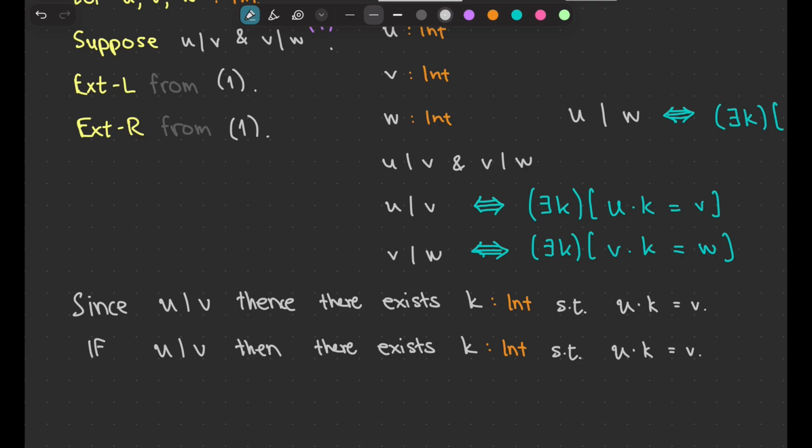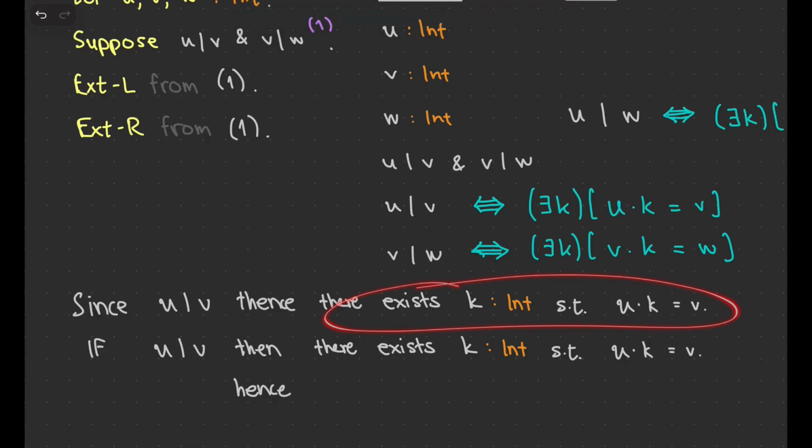First of all, thence. Think of it like έπεται, από αυτό έπεται, something like that. It's like hence. The difference is that hence is like here or this, and thence is like there or that. Okay. So since u divides v, from that thing over there, I can conclude there exists a k such that blah blah. Somebody else might write like this.